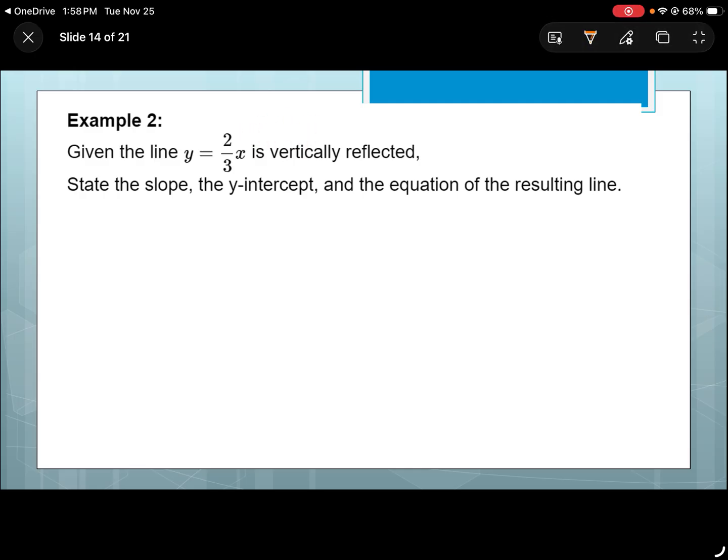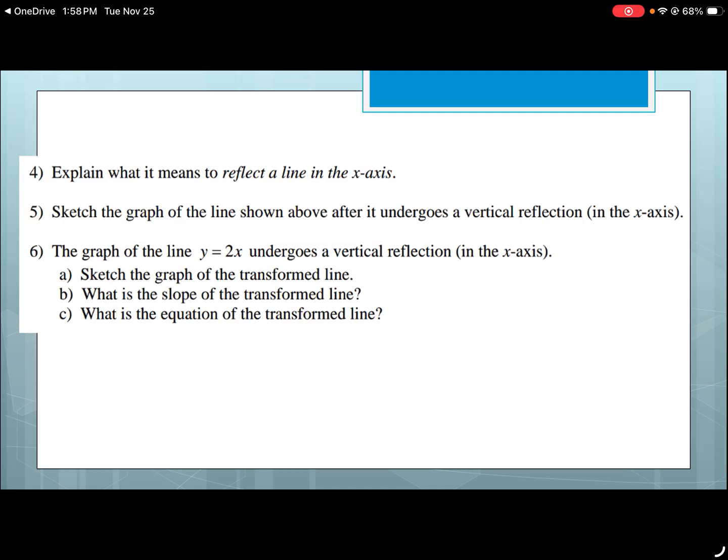So, here we go. State the slope if it's been vertically reflected. Now the slope is negative 2 over 3. The y-intercept doesn't change, so 0. What is the equation of the line? y equals negative 2 over 3x plus 0. Woo. Okay, your go.